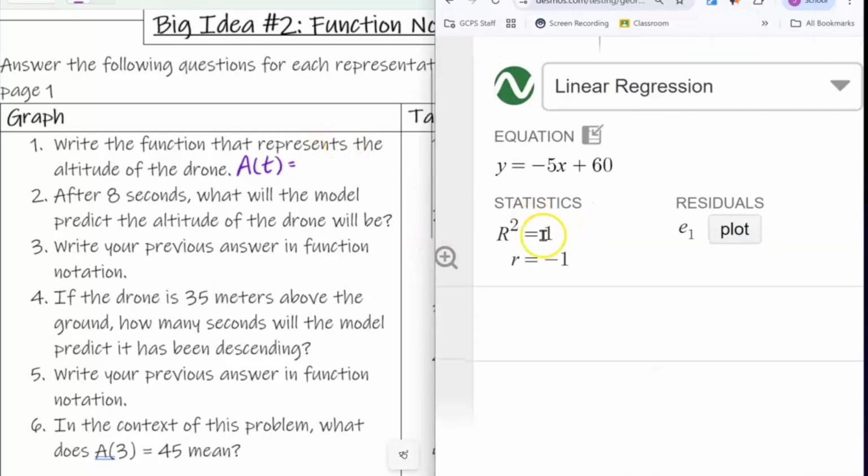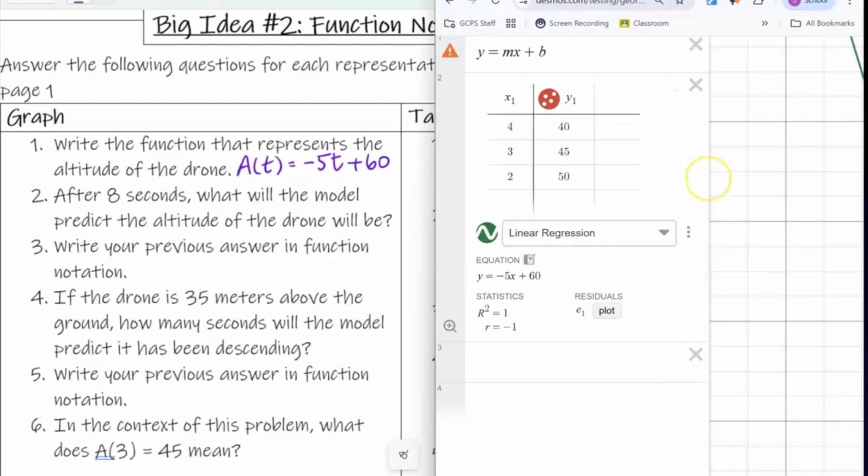It's the same thing as the equation, but instead of y equals, it's the function notation. So this is -5. Now I'm not going to write x because it's in terms of what letter? T. So this is t and then plus 60. So go ahead and write your function. All right, cool. Now let's answer some questions.